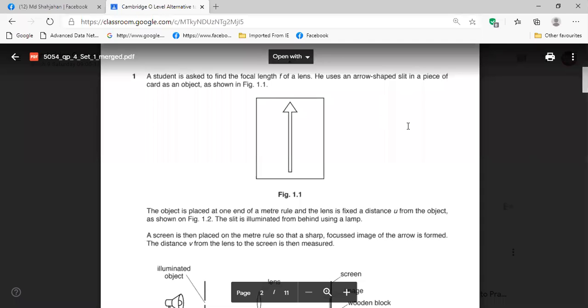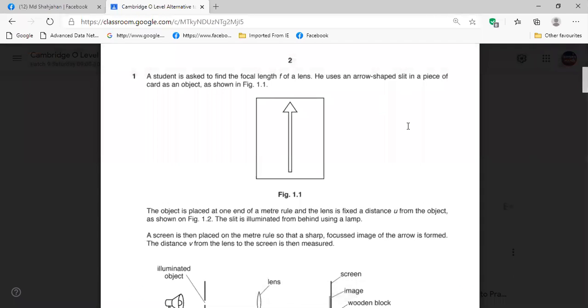Card as shown as object as shown in figure 1.1. The object is placed at one end of a meter rule and the lens is fixed at distance u from the object as shown on figure 1.2. The slit is illuminated from behind using a lamp. A screen is then placed on the meter rule so that a sharp focused image of the arrow is formed. The distance d from the lens to the screen is then measured.